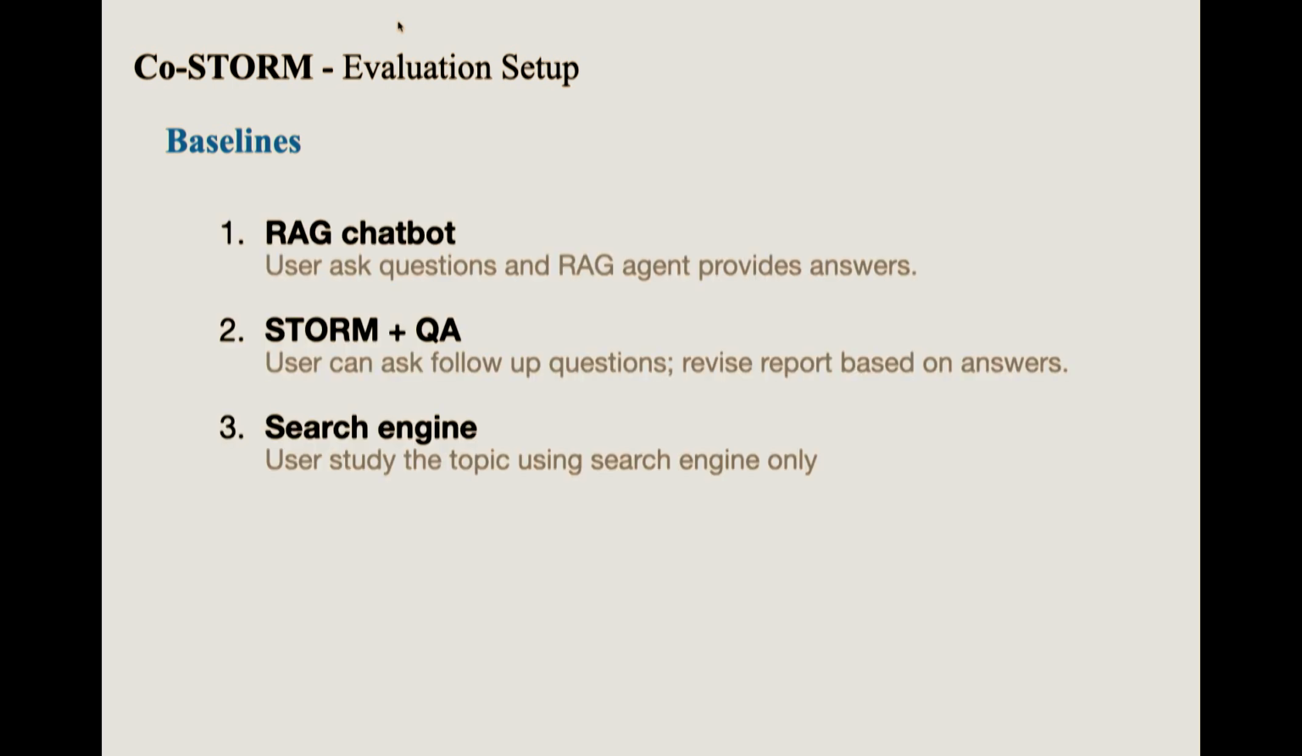The first is a RAG chatbot, just like ChatGPT or something. When you have a topic to explore, you chat with this language model chatbot that has access to external knowledge, like searching online. The second is STORM and QA, where you have a comprehensive report, or deep research, and after the report comes out, you do question answering and hope your new questions can be integrated into STORM or the report. And the third baseline is what everyone is doing, using the search engine only.